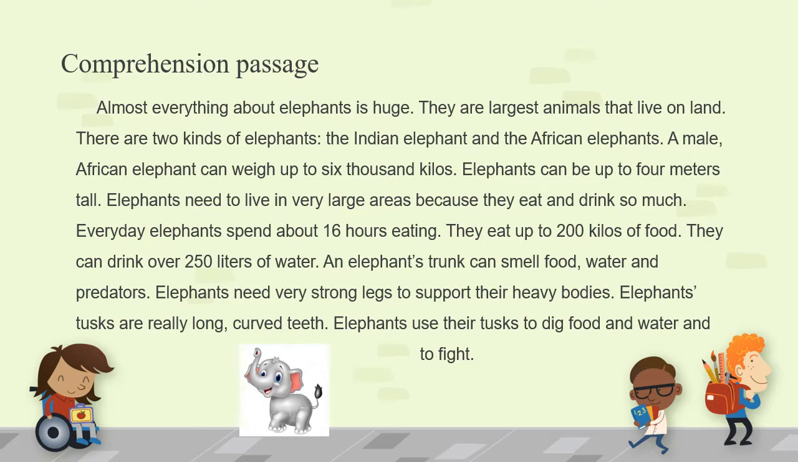A male African elephant can weigh up to 6,000 kilos. Elephants can be up to 4 meters tall. Elephants need to live in very large areas because they eat and drink so much. Every day elephants spend about 16 hours eating. They eat up to 200 kilos of food. They can drink over 250 liters of water. An elephant's trunk can smell food, water, and predators.